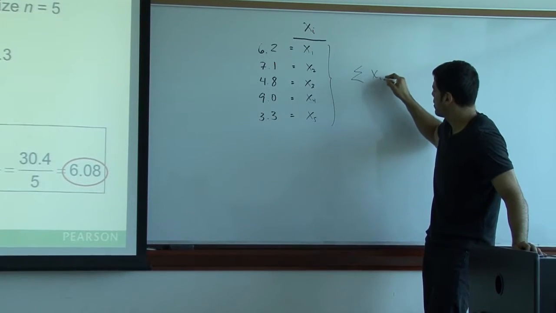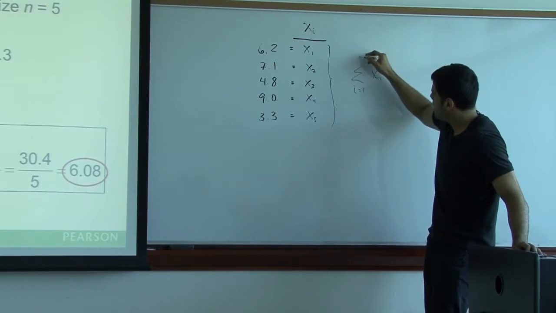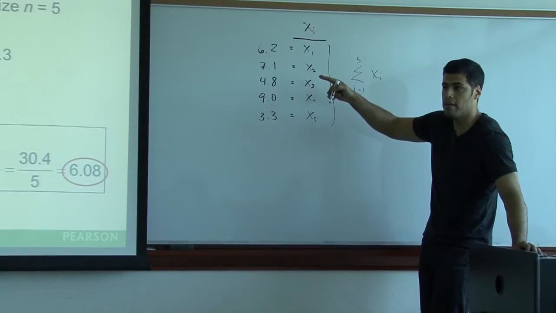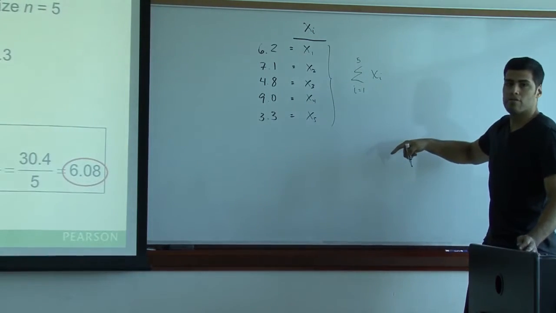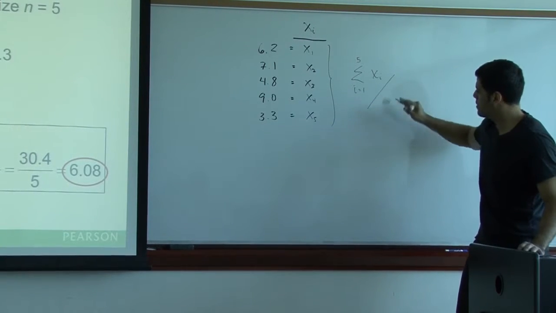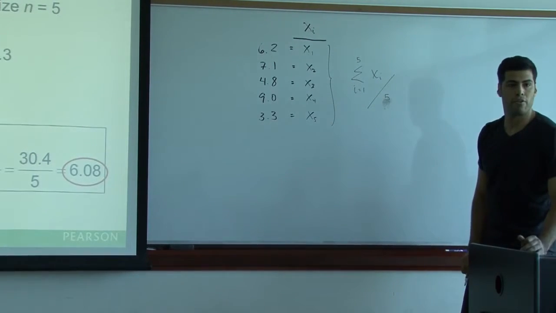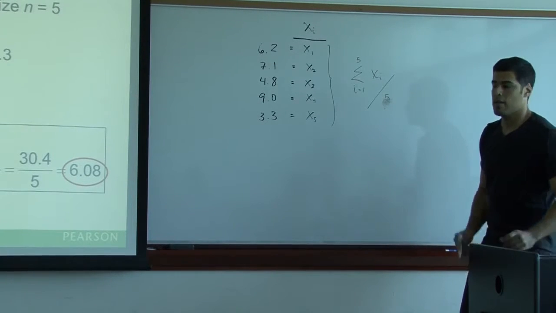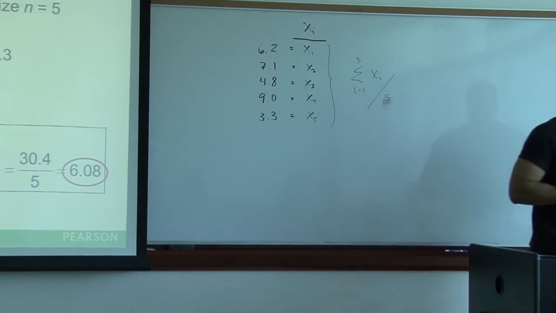Where i starts at 1 and it ends at 5 in this case, right? And then once you add them up to get the average, divided by n, which is 5 in this case. Done. Okay? All right, and the average is just 6.08.